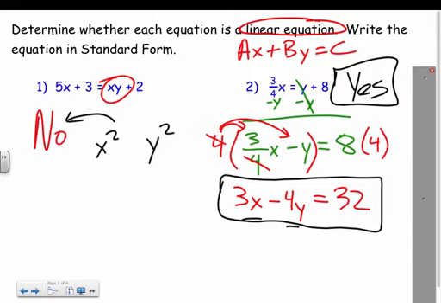Yes, because I have an x term, a y term. They're not being multiplied together. I have no exponents on them. And I can get it into standard form. Get x and y on the same side. Make sure the coefficient on x, this 3, was positive. Make sure they're all integers, which I did, and that they have a GCF of 1.